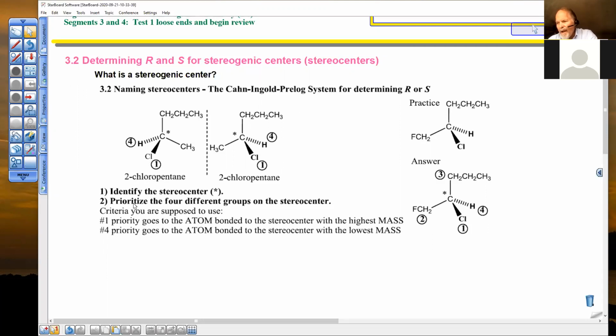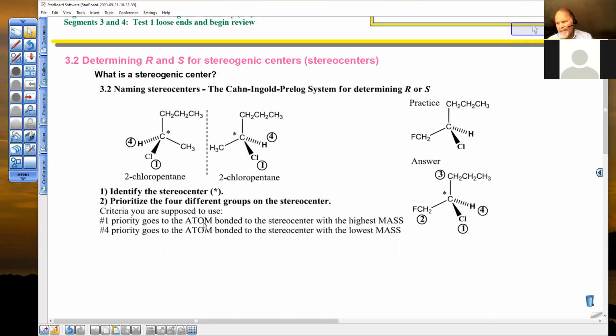Now we have to prioritize the 4 different groups on the stereocenter, and it's these gentlemen here that came up with the system, and we have to live with the system. We can't invent our own system for naming stereocenters. So read this very carefully. Priority 1 goes to the atom. Notice I did not use the word group there. The word group there will get you in trouble if that's what's in your mind.